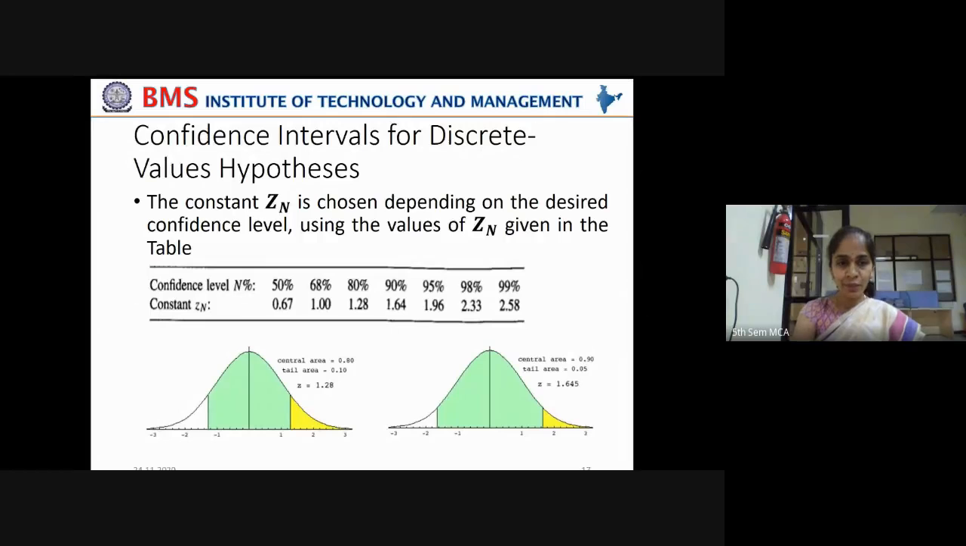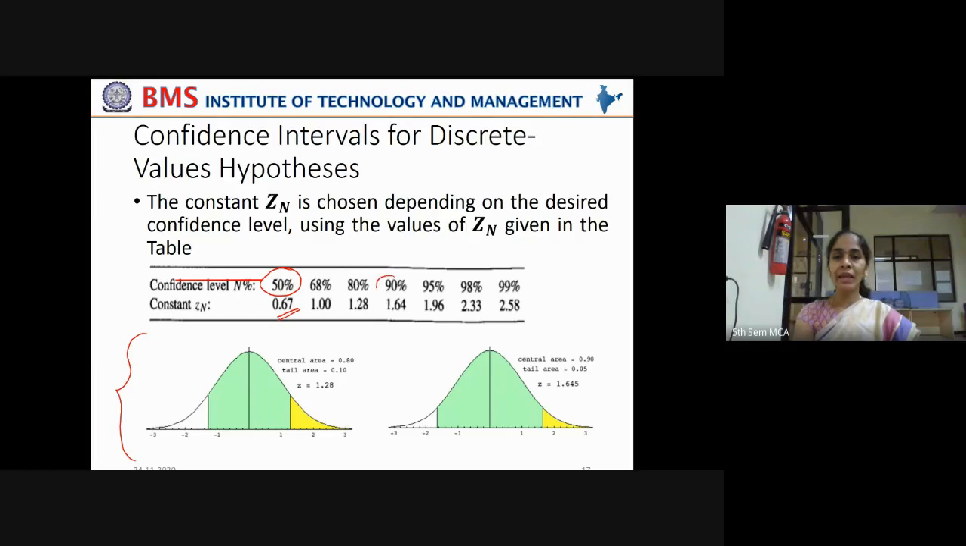Now you see these two figures, you will easily understand. Before that, let me show you the table. The constant Zn is chosen depending on the desired confidence level using the values of Zn given in the table. Say if you want to say that only 50% of the time your model will predict well with the unseen data, then the constant Z critical value will be 0.67.